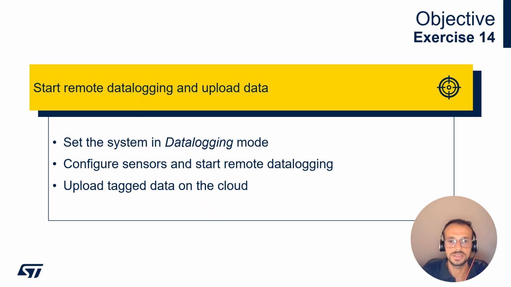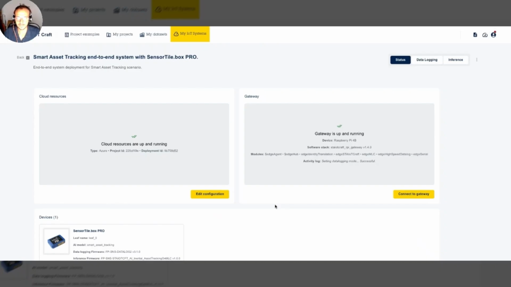The objective of this exercise is to collect data remotely with a live device connected to the IoT system. For that, we need to set the IoT system in the so-called datalogging mode, configure the sensors that we will use for the data logging session, and then, after the data logging phase, upload the data on the cloud. Let's start collecting some data remotely.